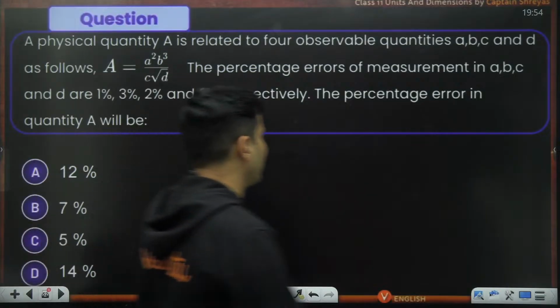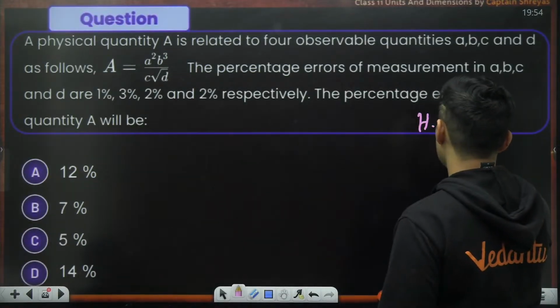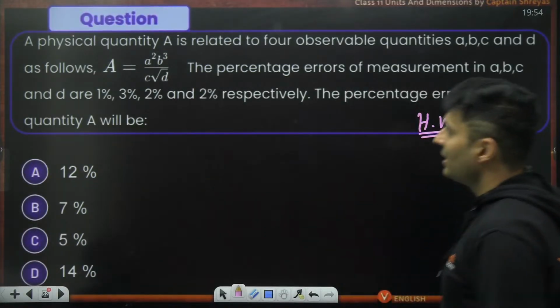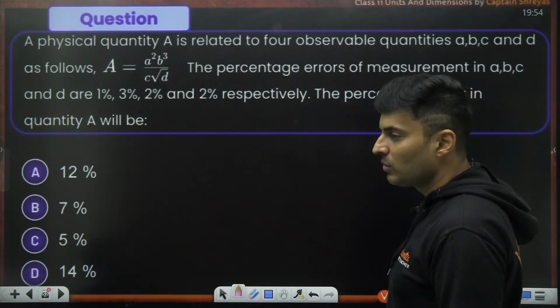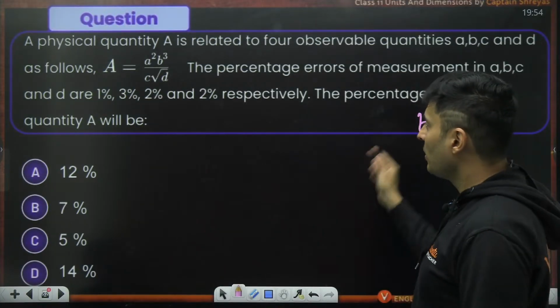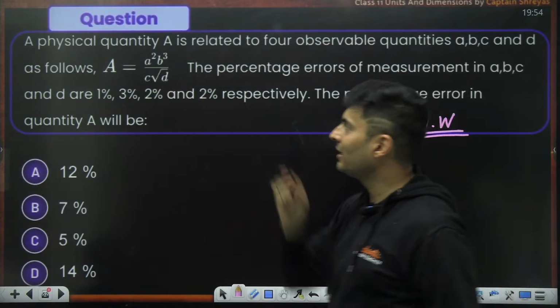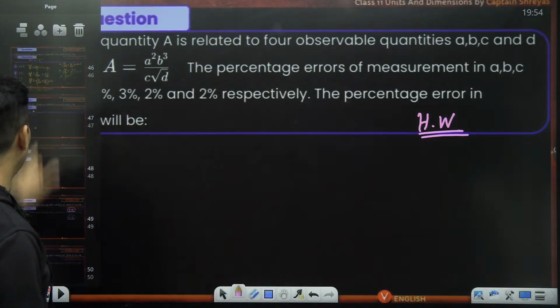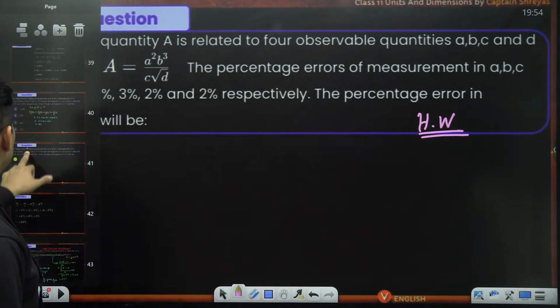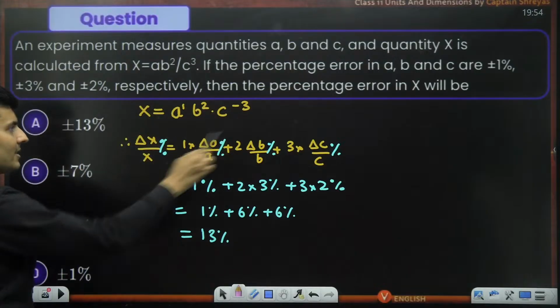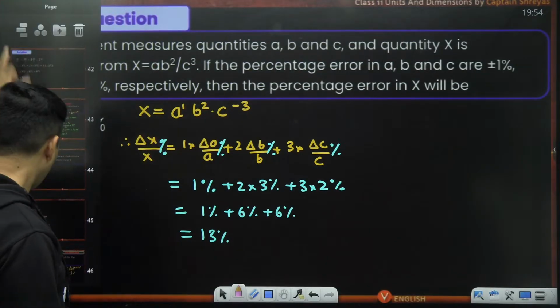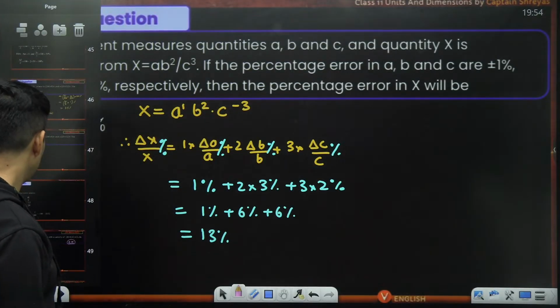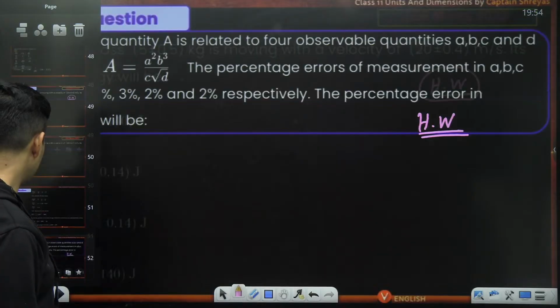And this is your second homework question. Homework question number 2. Very straightforward, guys. A is a square b cube by c root d. So can you figure out what is the final percentage error in A? Very straightforward, just like the question we just solved. I'm pretty sure you will be able to solve this question also, and the previous one.